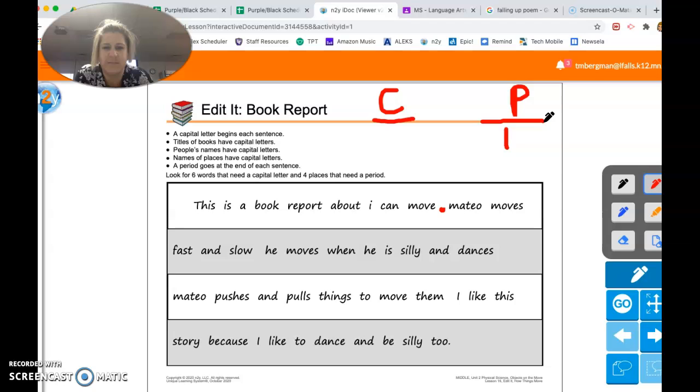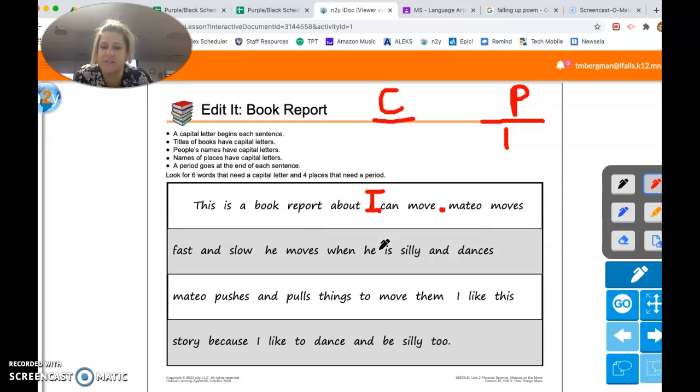This is a book report about I Can Move. Now remember up here, it says the titles of books have capital letters. So we are going to make this a capital I. I'm just going to write right over top of it like this. I Can Move. Okay, so now this sentence looks complete. This is a book report about I Can Move.